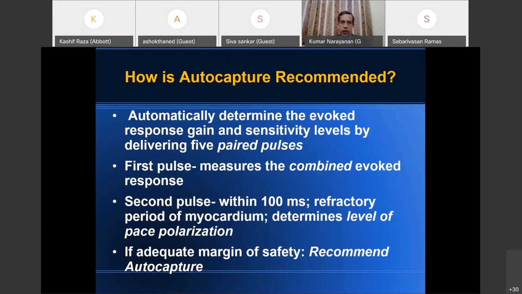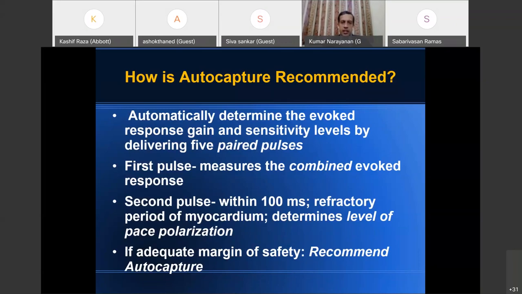So if you look at the way the autocapture initial phase runs, you will find paired impulses, 2 impulses being delivered. The first impulse, which will capture the myocardium, will determine or measure the combined evoked response, which we just saw in the previous slide. It then delivers a second pulse, typically within 100 milliseconds of the first pulse. Now, what is that pulse going to do? It is not going to be able to capture the myocardium because it's going to fall within the refractory period. You just now captured the myocardium. And therefore, the second pulse will be a pure pace polarization pulse alone.